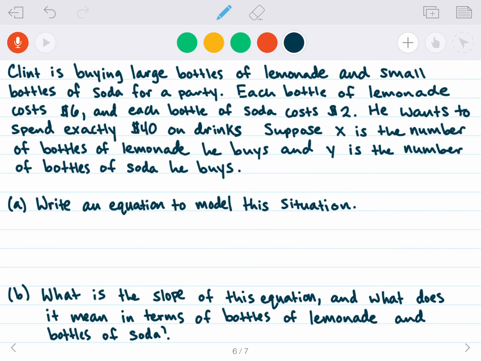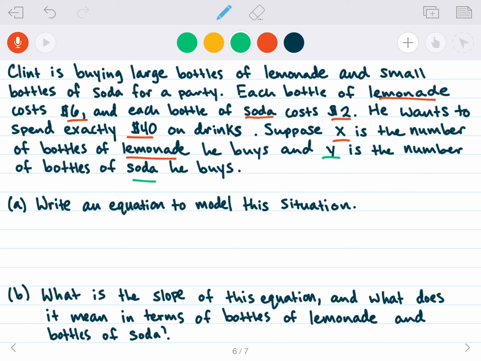Clint is buying large bottles of lemonade and small bottles of soda for a party. Each bottle of lemonade costs $6, and each bottle of soda costs $2. He wants to spend exactly $40 on drinks. We're going to suppose that X is the number of bottles of lemonade, and Y is going to be the number of bottles of soda he buys. So let's go ahead and write an equation to model this situation.